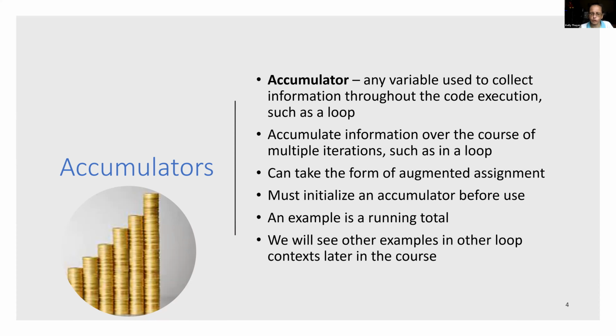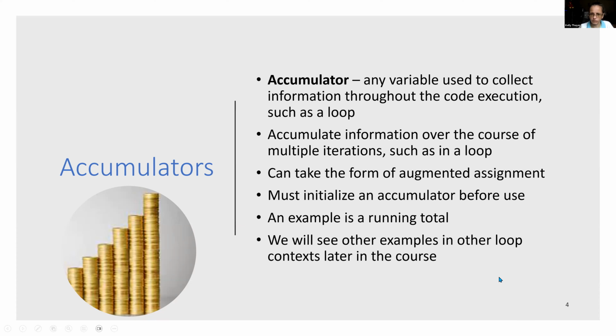We must initialize an accumulator before we can use it, because otherwise we'd have an undefined variable. An example of an accumulator would be a running total. You could think of going shopping, and as you're adding things to your cart, the total of the things in your cart would be accumulating. It would be getting more and more expensive as you have more and more items in your cart. So this is an example of accumulation. We'll see other examples in other loop contexts later in the course.